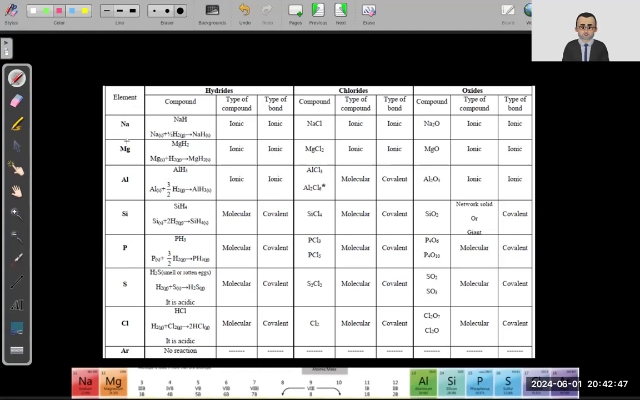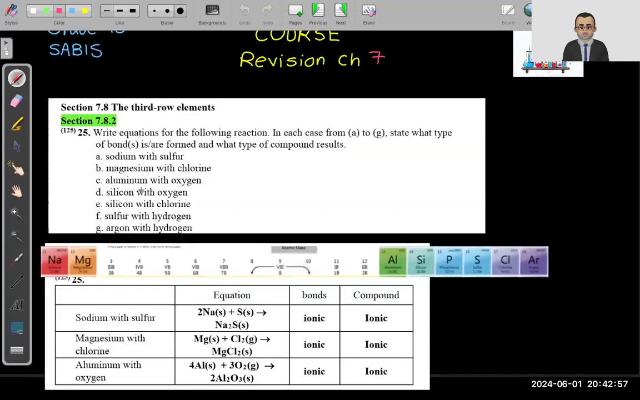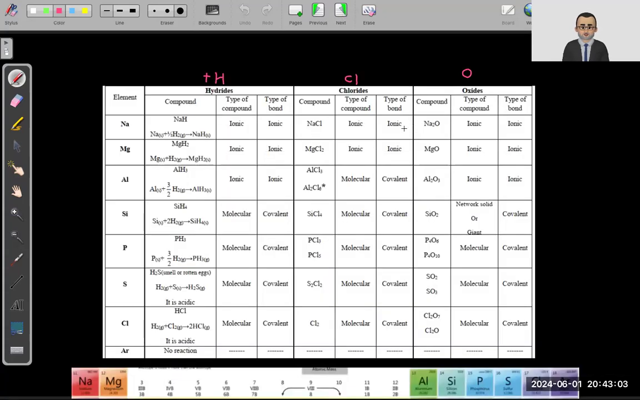So he first saw what happens when these elements react with hydrogen, what happens when you react them with chlorine, and what happens when you react them with oxygen. That's why the questions here are just examples of all this. So I have to memorize this reaction 100%. I have to memorize it.